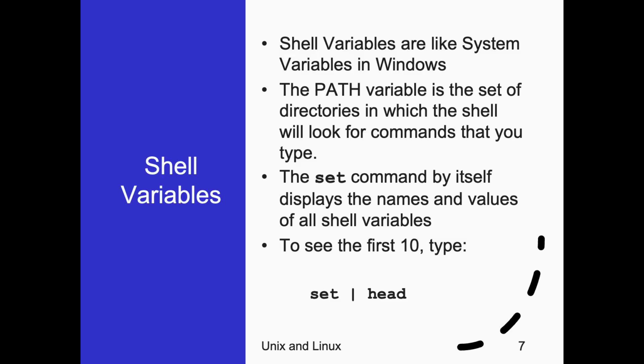We also have shell variables, which are similar to system variables in Windows. An important one is the PATH variable, which tells the shell which directories to look in for commands. You can use the set command to display all of your current shell variables, or pipe it into head, as shown here, to see just the first 10.